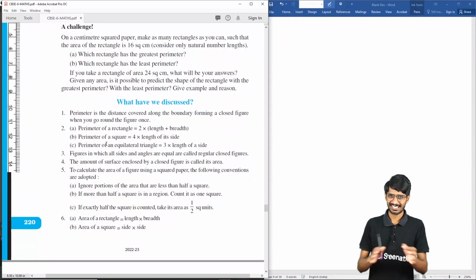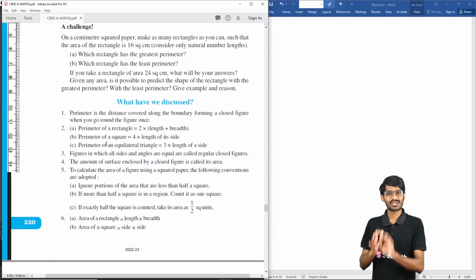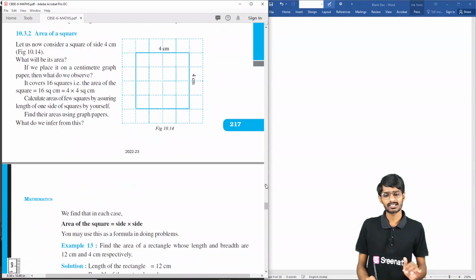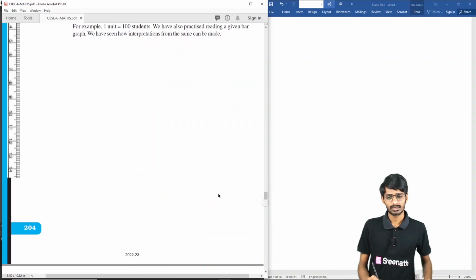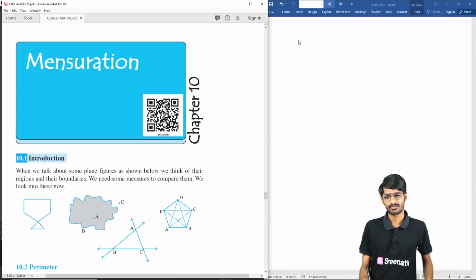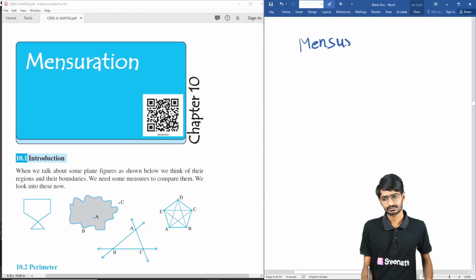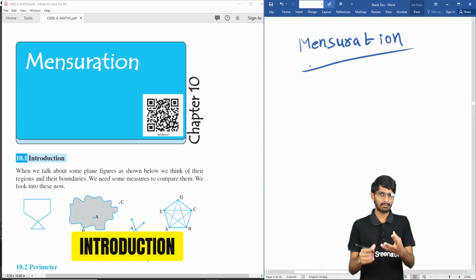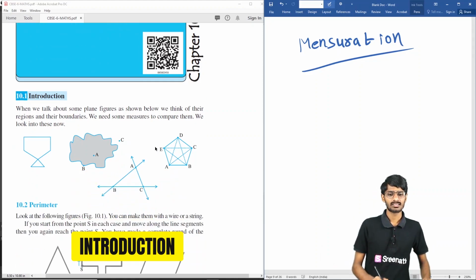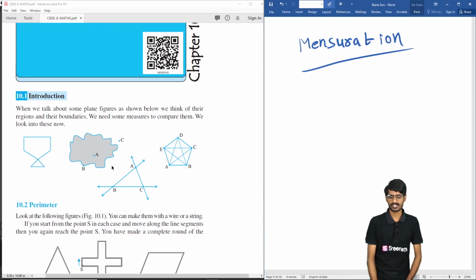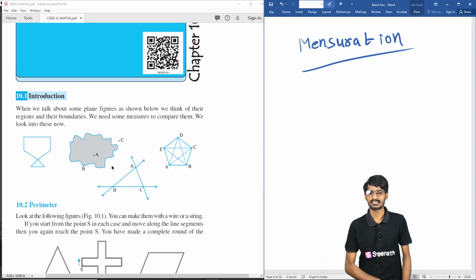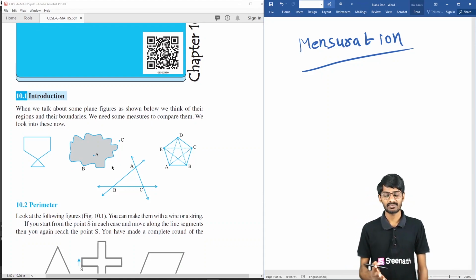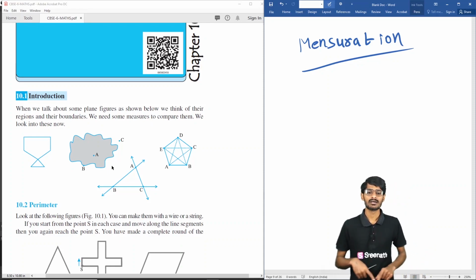So our overview is completed. Now we are going to start the whole discussion regarding the chapter called mensuration, students. Okay, students, just observe the plane figures which are given here. These are some plane figures. All these are closed figures, and they have boundaries. They are plane closed figures, and they have boundaries.